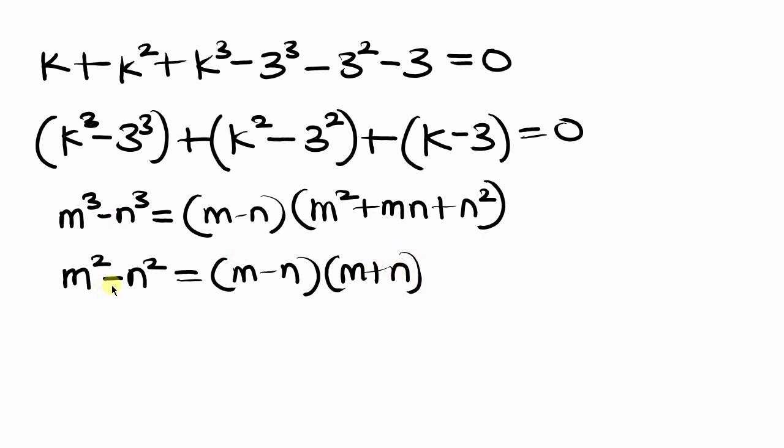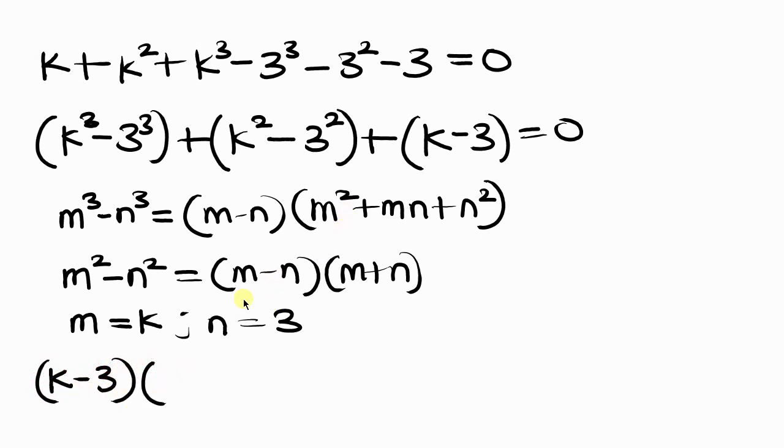Now, using these two identities, we can rewrite the left-hand side. But let's compare something. Our m can be equal to k, while n represents 3. Good. So rewriting this in this format, we have m minus n, so that will be k minus 3, times m squared, so that will be k squared, plus m times n, so that will be k times 3, which is 3k, plus n squared, so that will be 3 squared, that is 9. Good, so we're done with this.